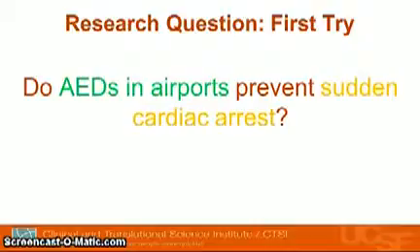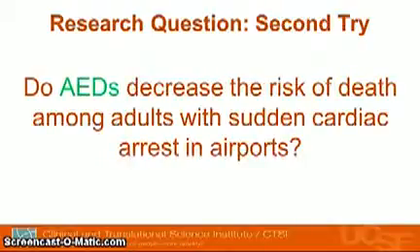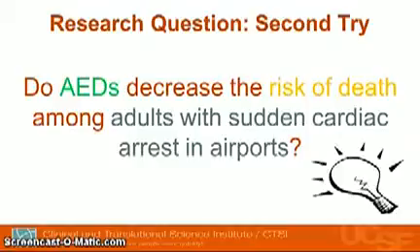it could be. So the student then went and did a second attempt at the research question, which looked like this. Do AEDs decrease the risk of death among adults with sudden cardiac arrest in airports? Now this is a much better research question. Here we have the predictor in green, the outcome, which now is clearly defined as the risk of death, and the study population, adults with sudden cardiac arrest in airports. So this is a well-crafted research question with the three components that's succinct, clear, and focused.